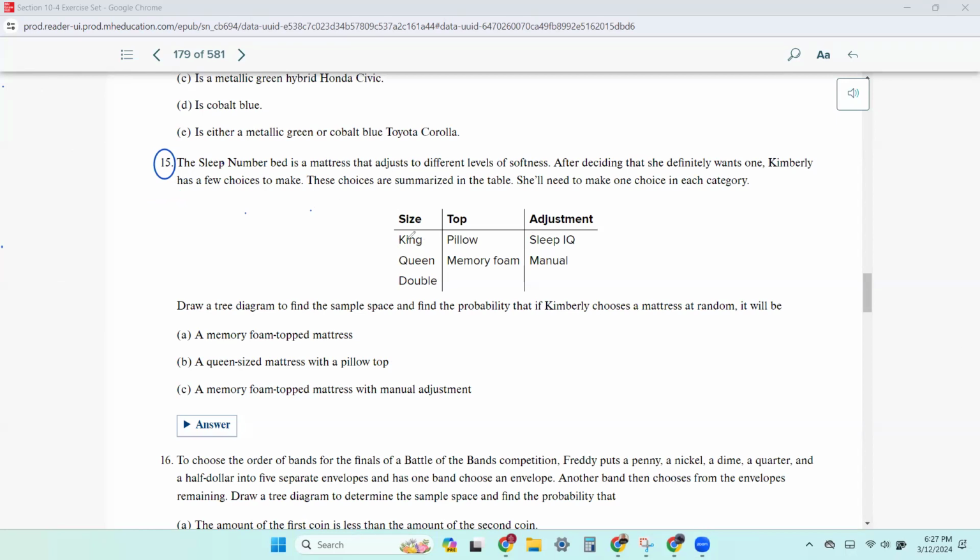All right, so how this is, it says a sleep number bed is a mattress that adjusts to different levels of softness. After deciding that she definitely wants one, Kimberly has a few choices to make. These choices are summarized in the table. She will need to make one choice in each category. All right. So how many mattresses, unique mattresses are available here?